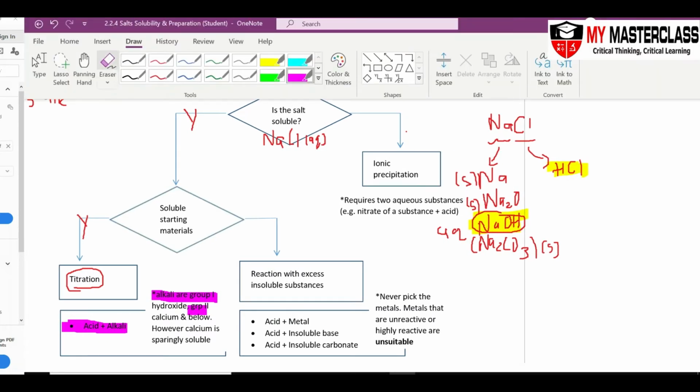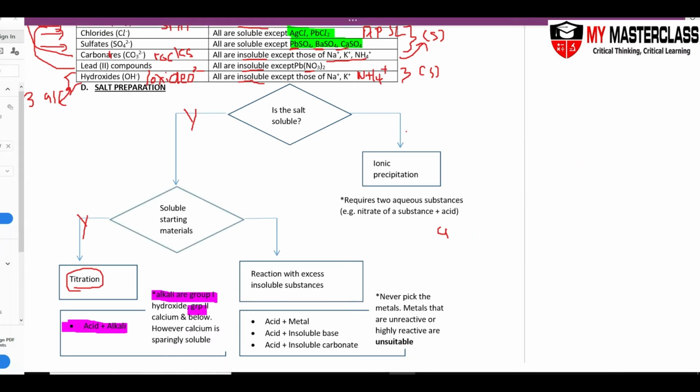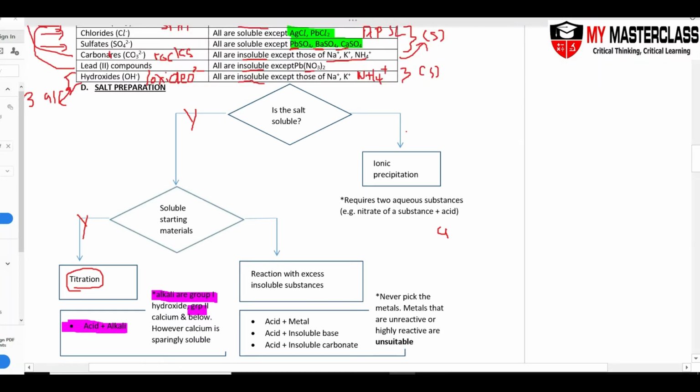Okay, in the next example, we can look at another soluble salt. Example, magnesium nitrate.